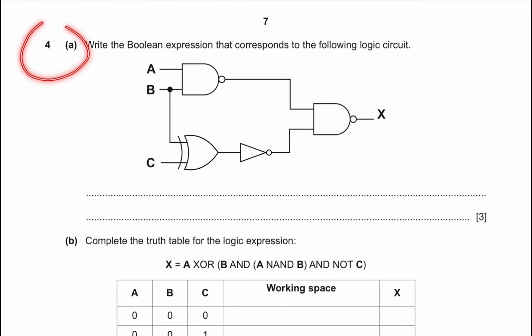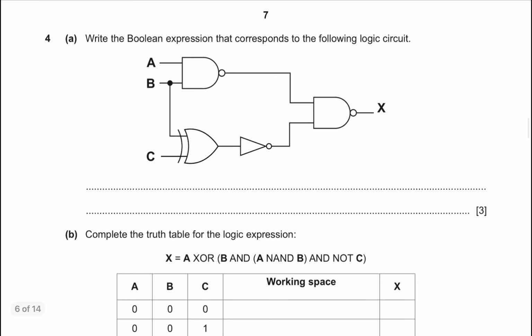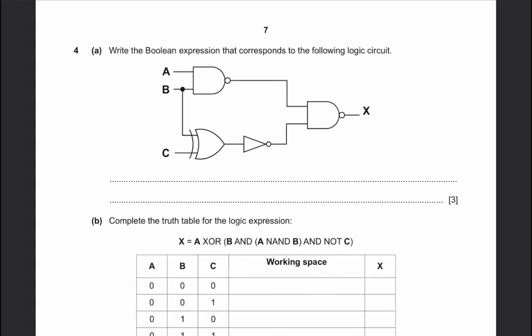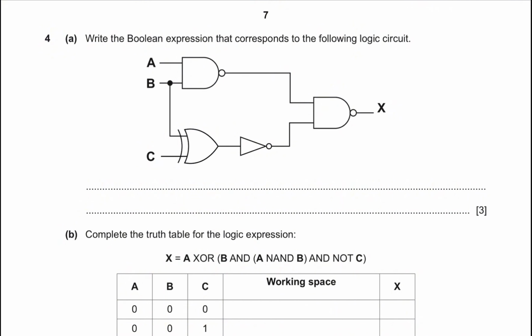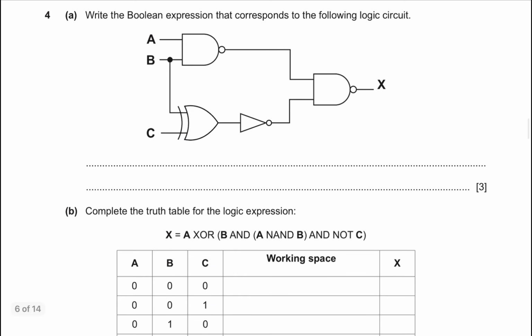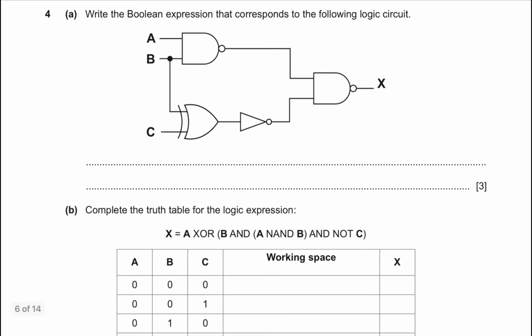So question number 4 says, write the Boolean expression that corresponds to the following logic circuit. It's chapter 3, logic gates. This is a very, very important topic. This question comes in mostly every exam paper for 961, variant 1, 2, and also in paper 3. In paper 1, every time, one logic gate question comes.